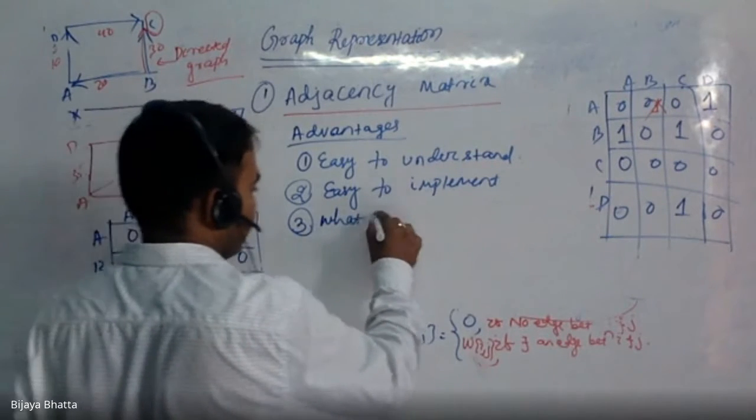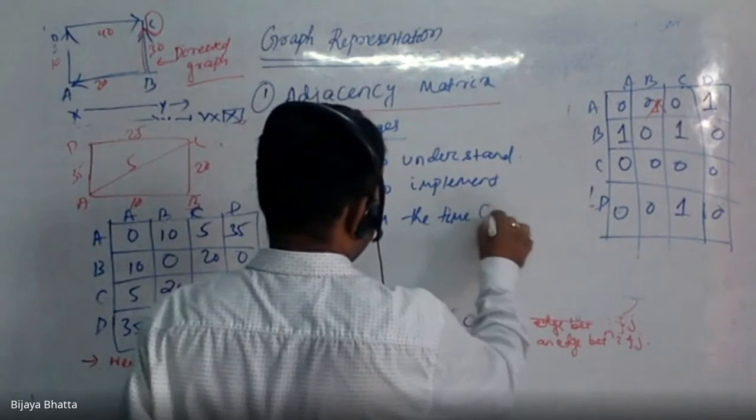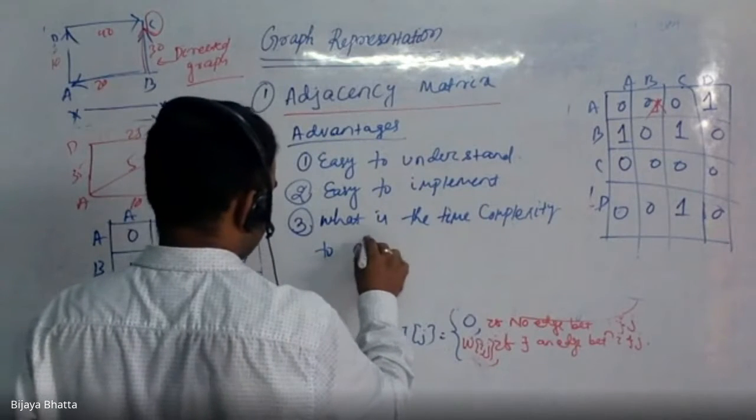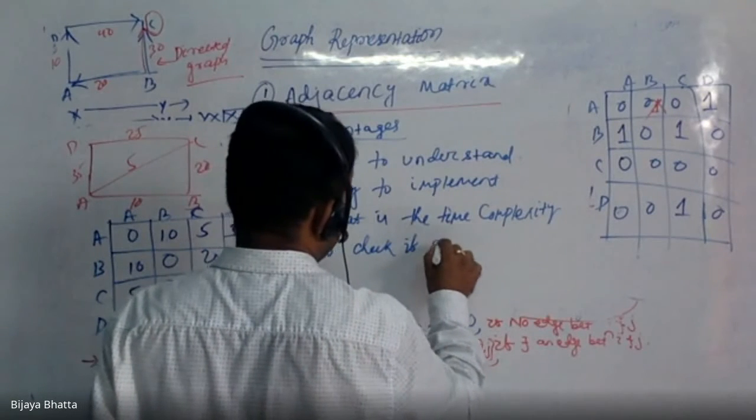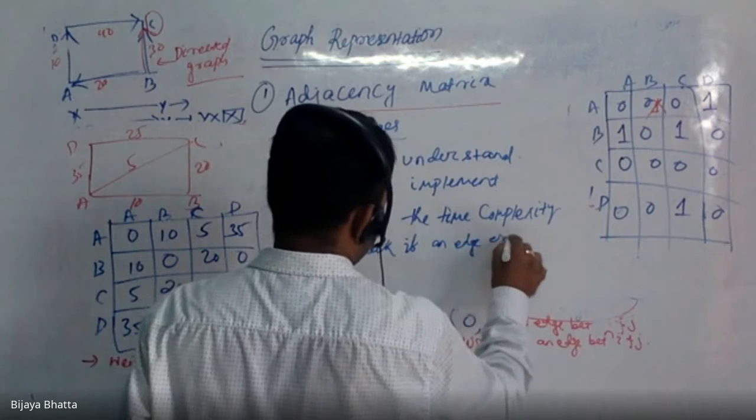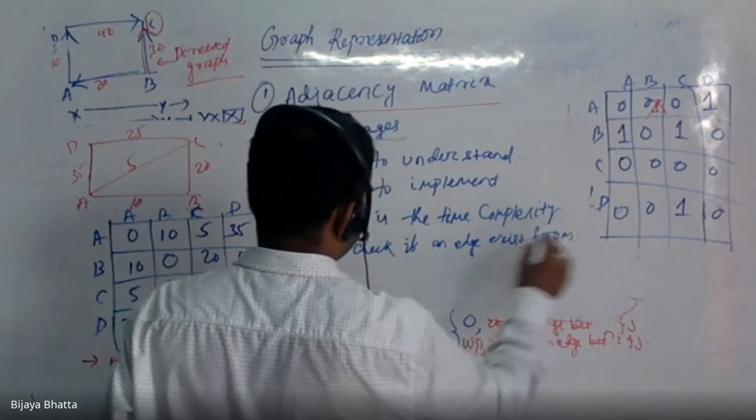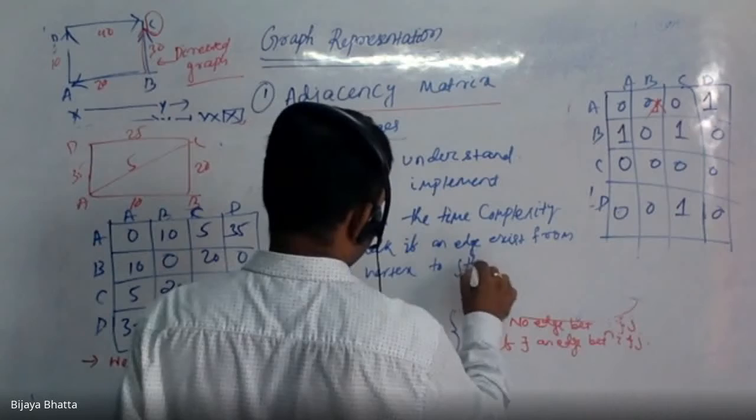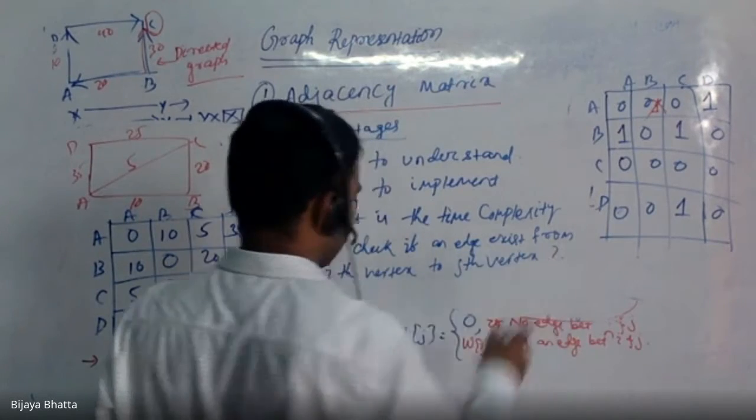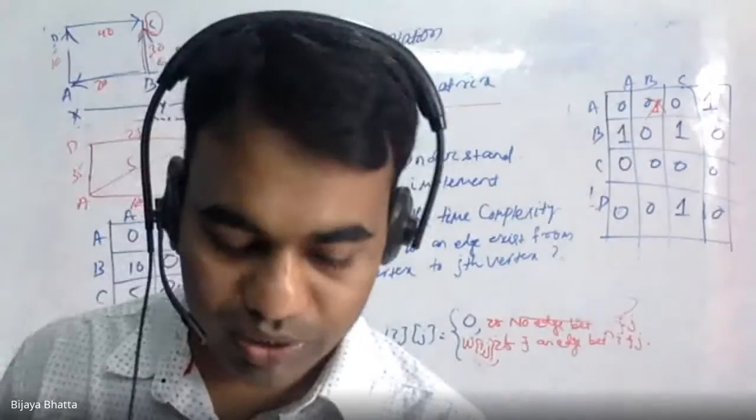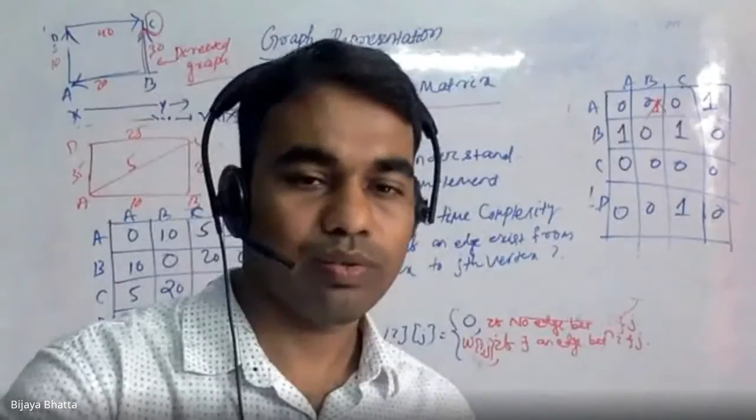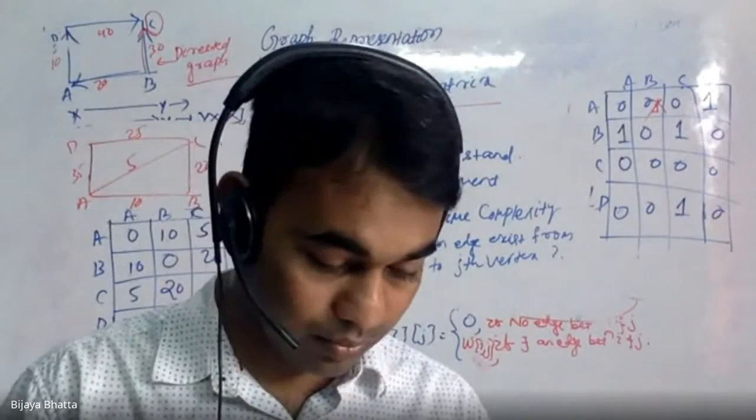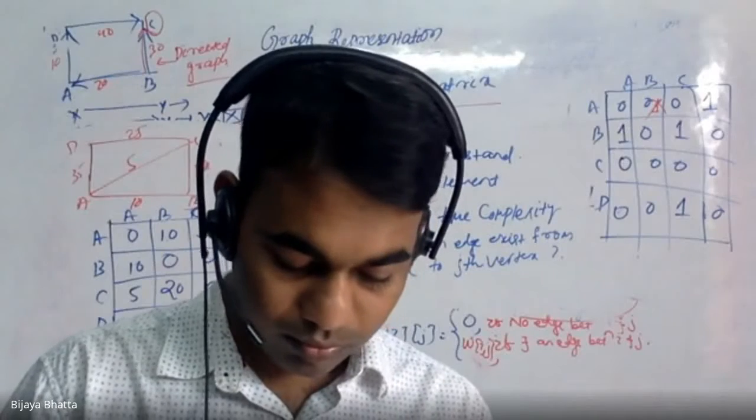Let me write the question. What is the time complexity to check if an edge exists from the ith vertex to the jth vertex? Can anybody tell me? I hope you know basic time complexity.